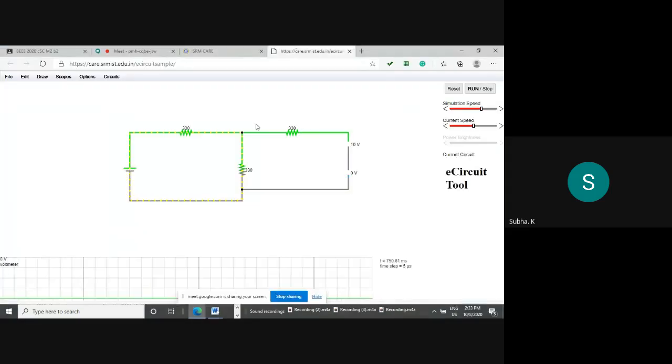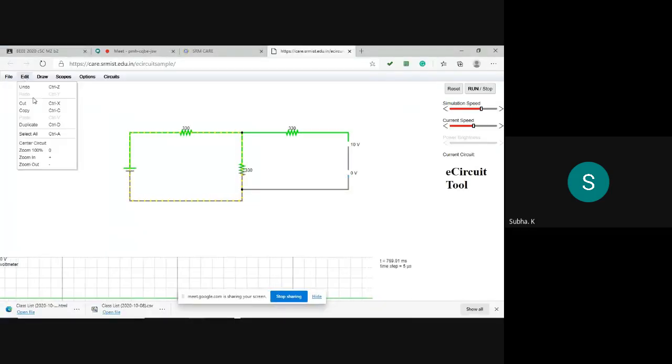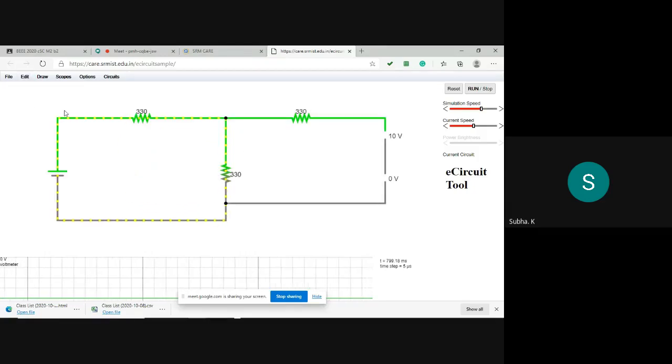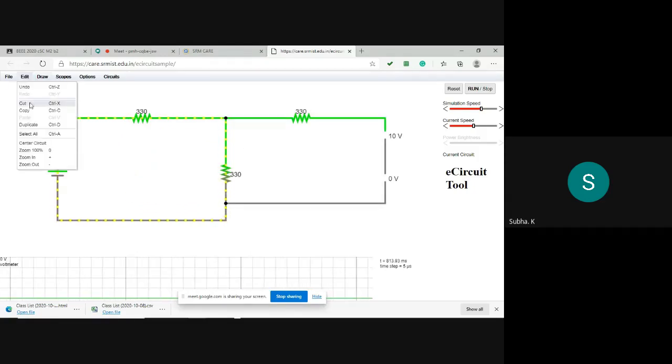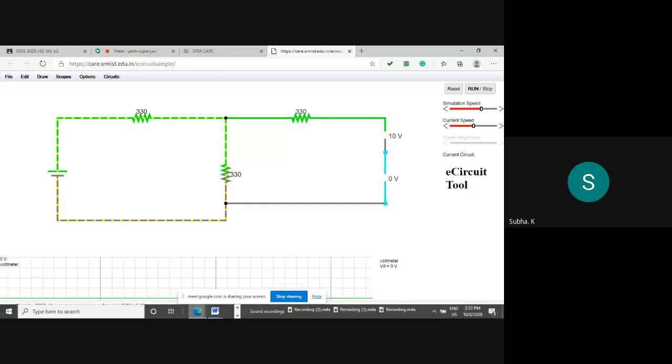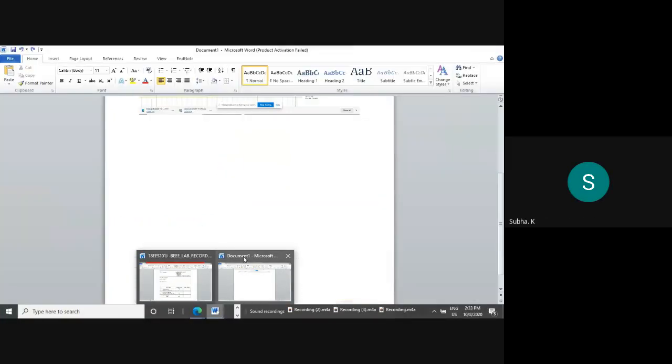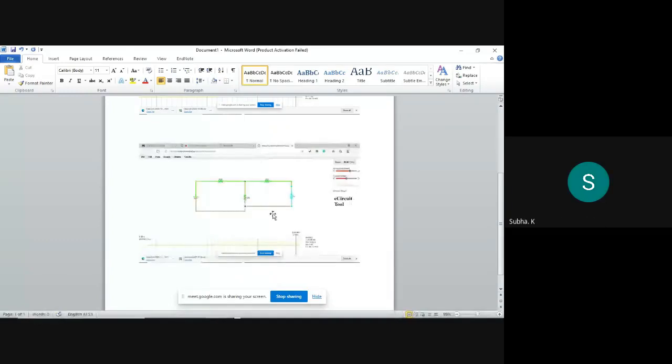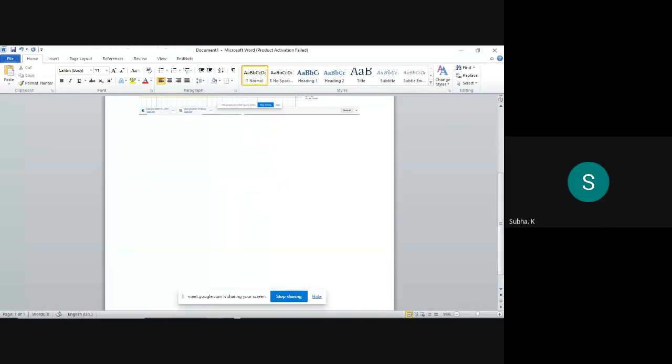Let's see. Edit. Center circuit. Edit. Copy. Okay. So this is also the same circuit I am getting. I don't know how.